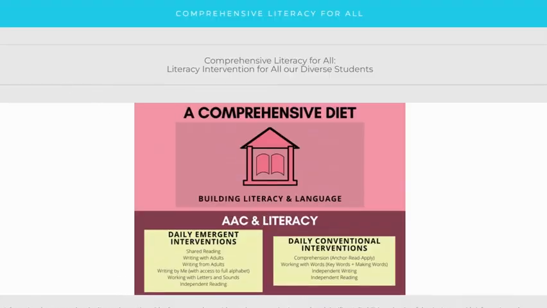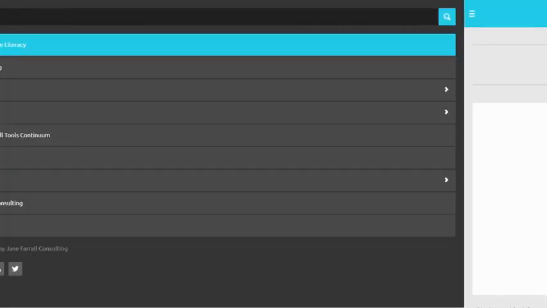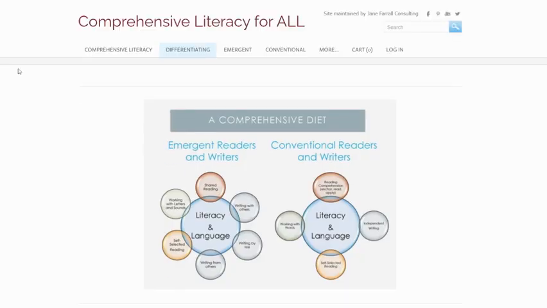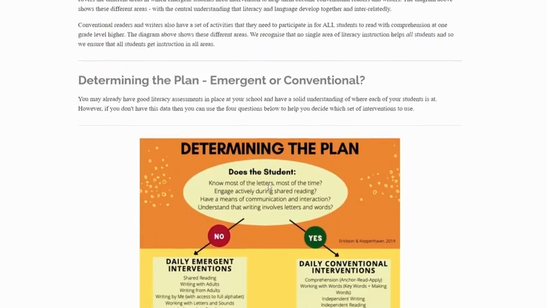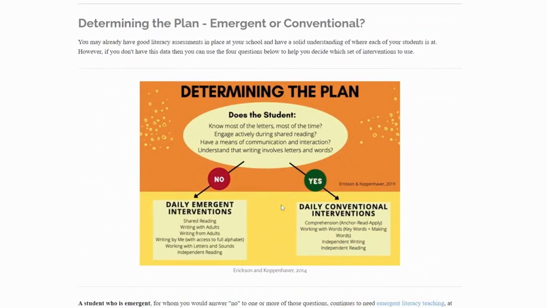And then what I love about this is if you go to the top left, there is a sandwich, and then it is all tabbed. So if you're confused about, well, would my student be an emergent or a conventional learner? She has it laid out under the tab for differentiating with graphics to support those two. So looking at conventional readers and writers and emergent readers and writers, we have a word bubble here. And one of my favorite resources to offer to staff is this determining the plan.